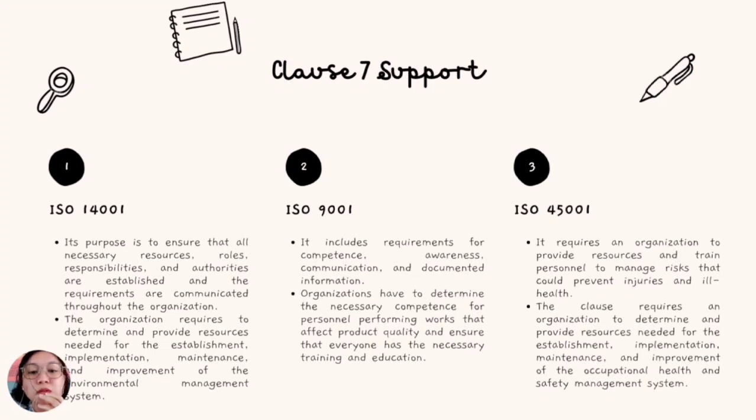In ISO 14001, Clause 7 focuses on the environmental management system support. Its purpose is to ensure that all necessary resources, roles, responsibilities, and authorities are established and the requirements are communicated throughout the organization. The clause requires the organization to determine and provide resources needed for the establishment, implementation, maintenance, and improvement of the environmental management system.